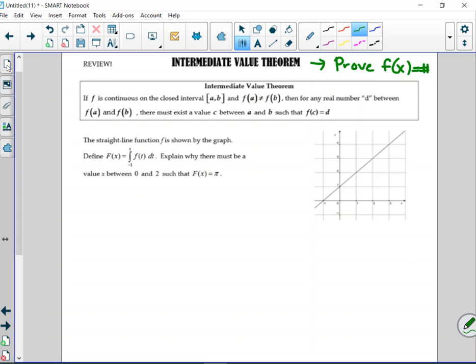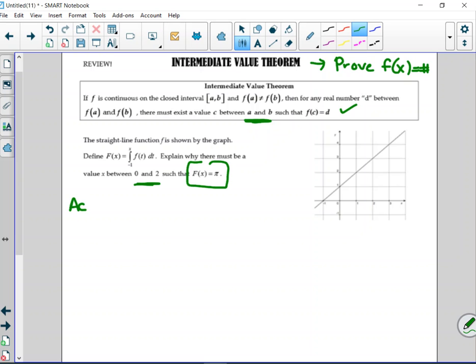Intermediate value theorem is about proving that somewhere in an interval, we're going to get a certain function value. Mean value theorem proves we're going to get a certain derivative value. Rolle's theorem proves we're going to get a certain derivative value, specifically f prime of 0. So I want to prove that f of x has to equal pi somewhere from 0 to 2.